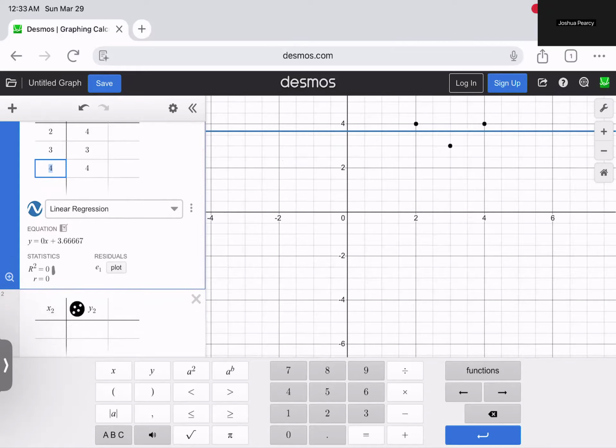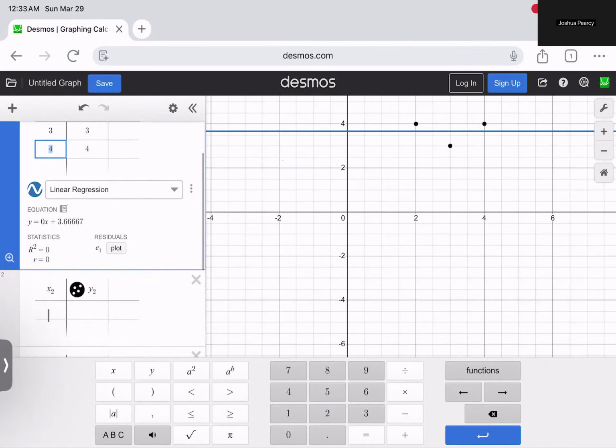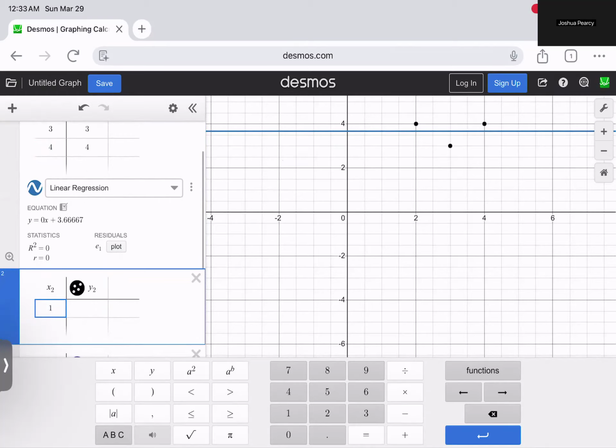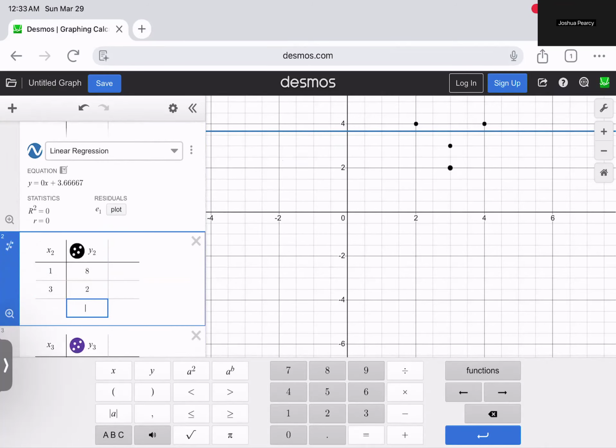Now let's go to data set E. Let's enter the data in for that. So here we have 1, 8. Then we have 3, 2. We have 5 and 6.